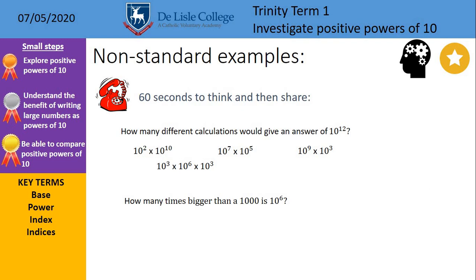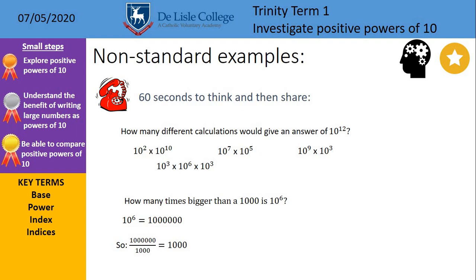How many times bigger than 1,000 is 10 to the power of 6? So what we could do first is we could rewrite 10 to the power of 6 as an ordinary number. Okay, so that's a 1, and then we've got the 6 zeros after it. Because it's bigger than that, we need to divide by the 1,000 to see how many times more. 1 million divided by 1,000 there, we've got as 1,000. So it's 1,000 times bigger.